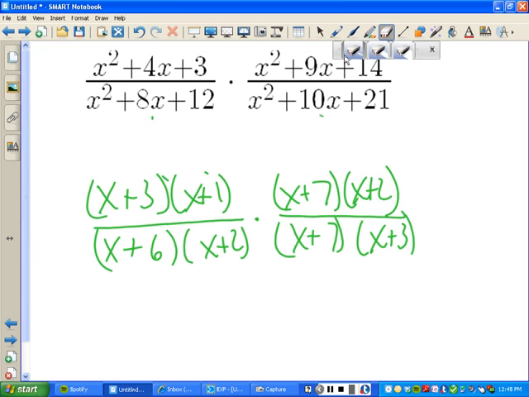Okay. Now, from here, you're ready to start canceling. What's going to cancel? X plus 7 will cancel. They're the same. And you can cancel anything top and bottom. So whether they're on the same top and bottom like the x plus 7s are, or whether they're on opposite sides. Like, for example, x plus 2 would cancel. X plus 3 would cancel. X plus 1, not that big of a deal. Whoa, you can do that.